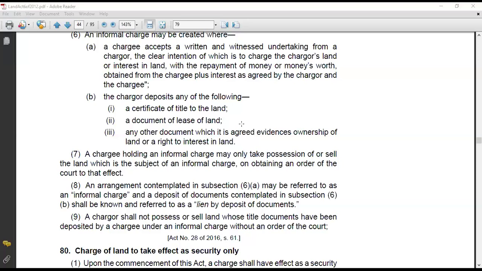because if you are going to court, you cannot sue a deceased person. And a dispute between a charger and chargee is usually by originating summons.